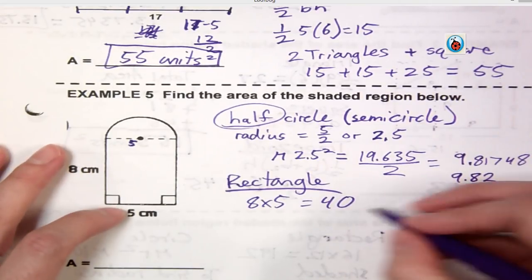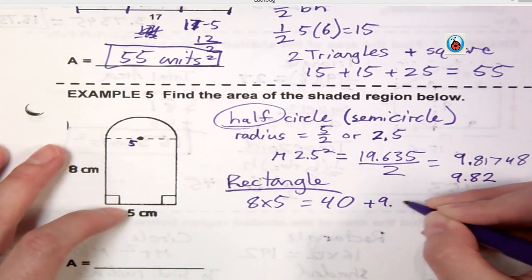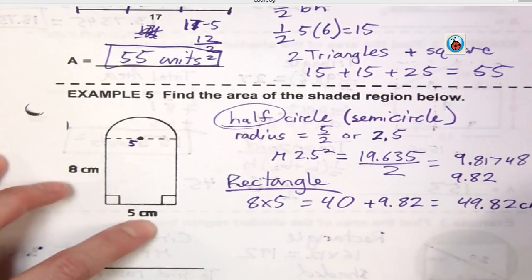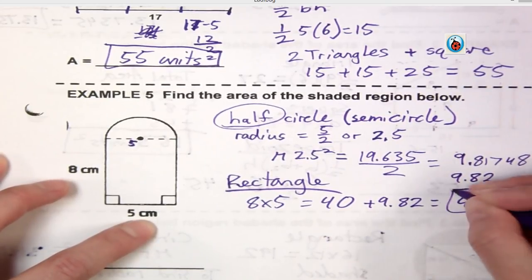And then I just add them together to get 49.82. This time it gave me centimeters, so centimeters squared.